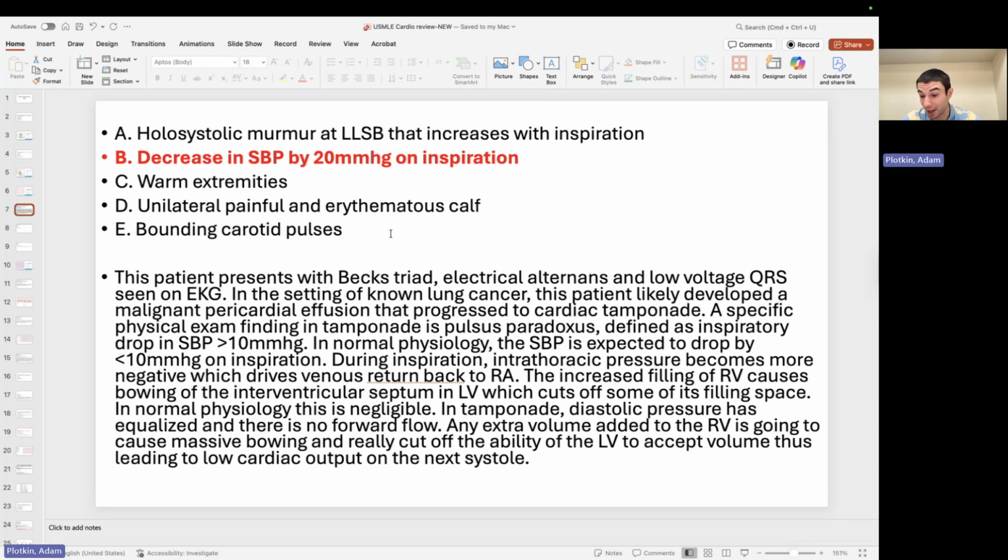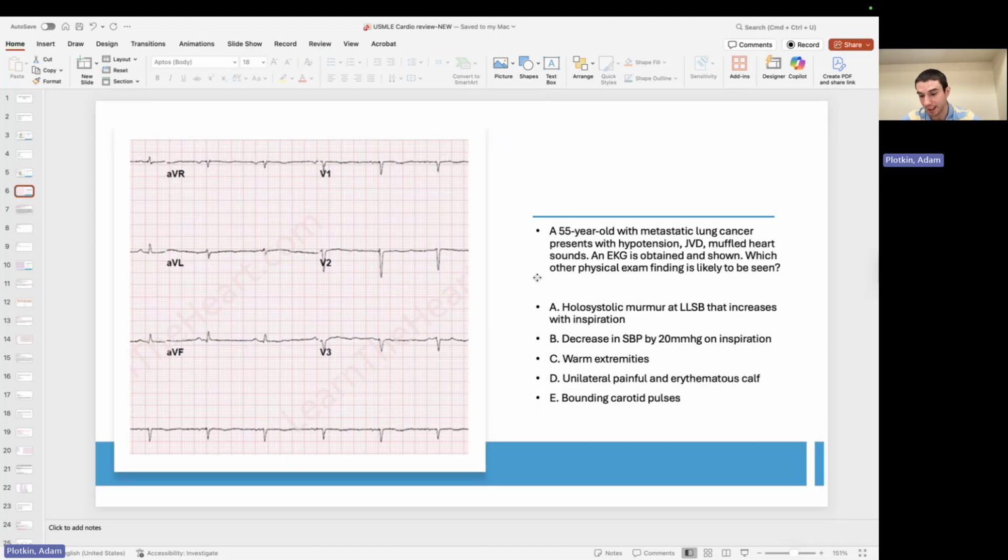Okay, so B is describing pulsus paradoxus, and I want to go back to the EKG because I'll use this in my explanation. So this patient, there's a lot of things going on in this vignette, even in such a small vignette, that you got to pick up in order to answer correctly. So first things first, who is my patient, right? A little bit middle age, older side, history of metastatic lung cancer, that's going to come into play here.